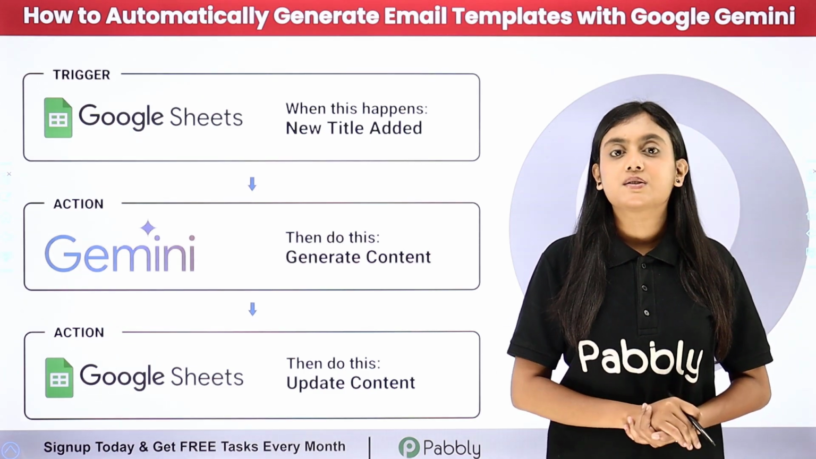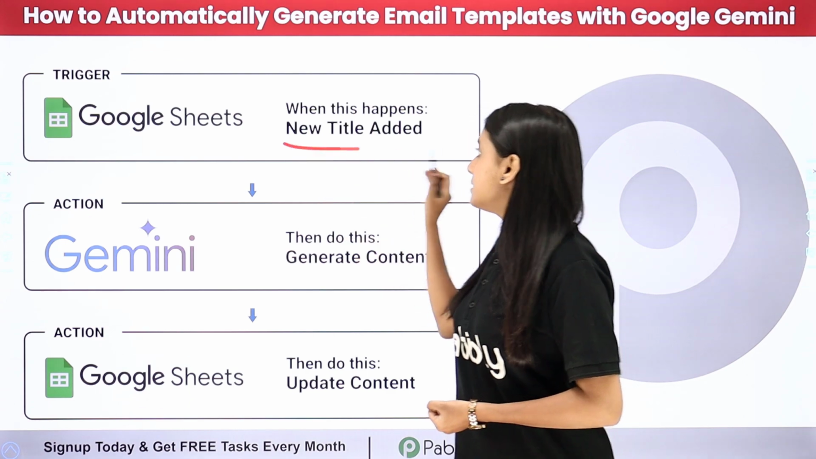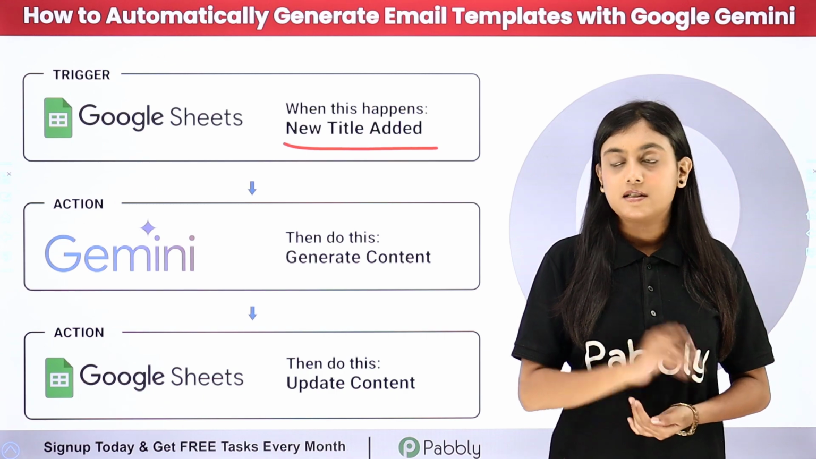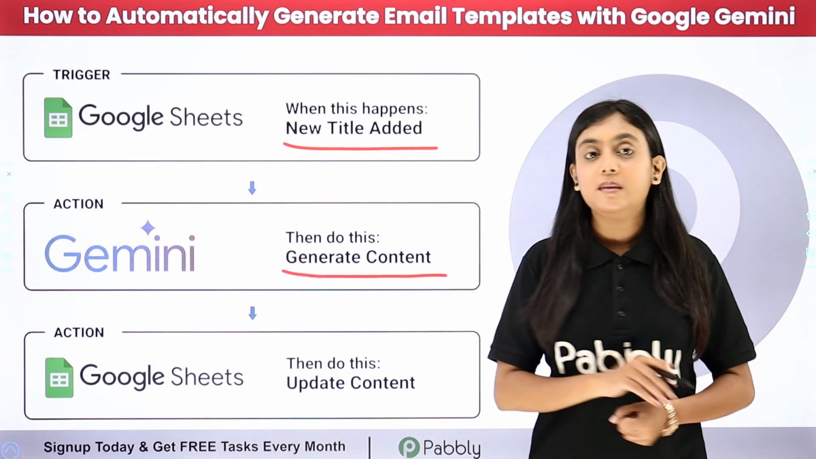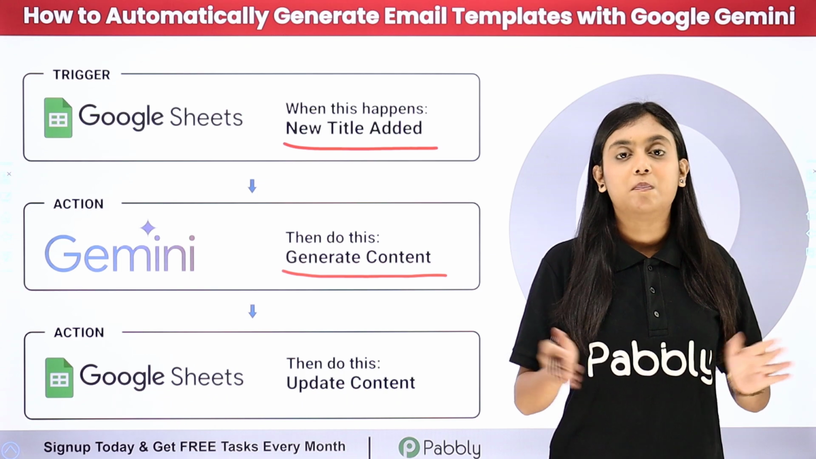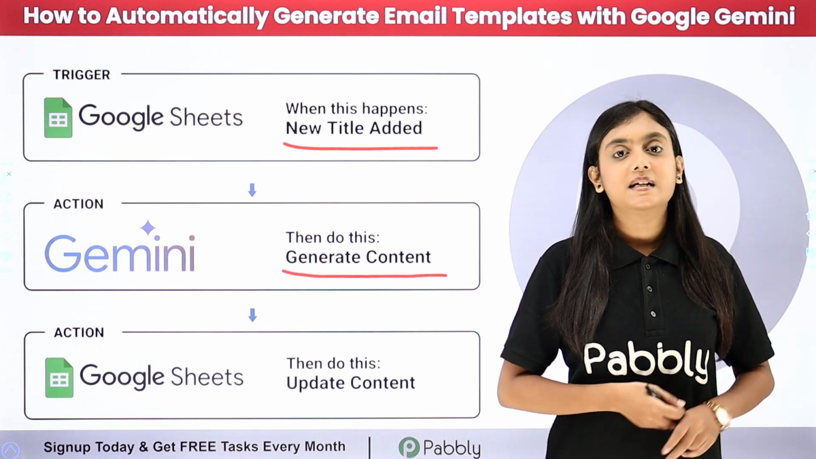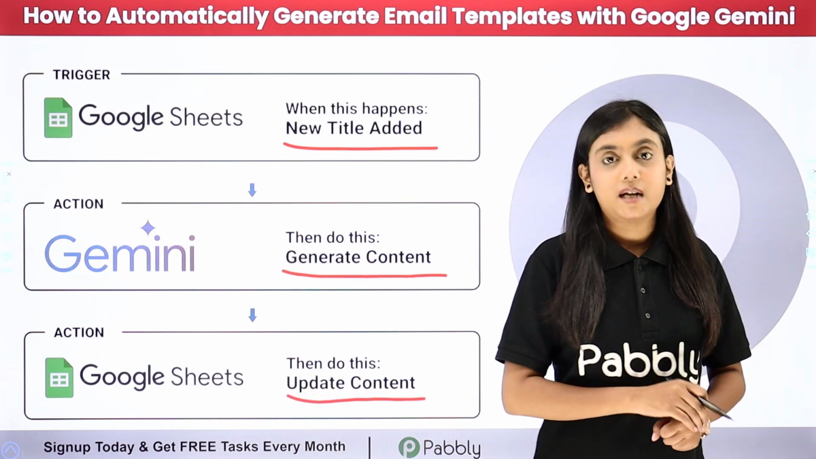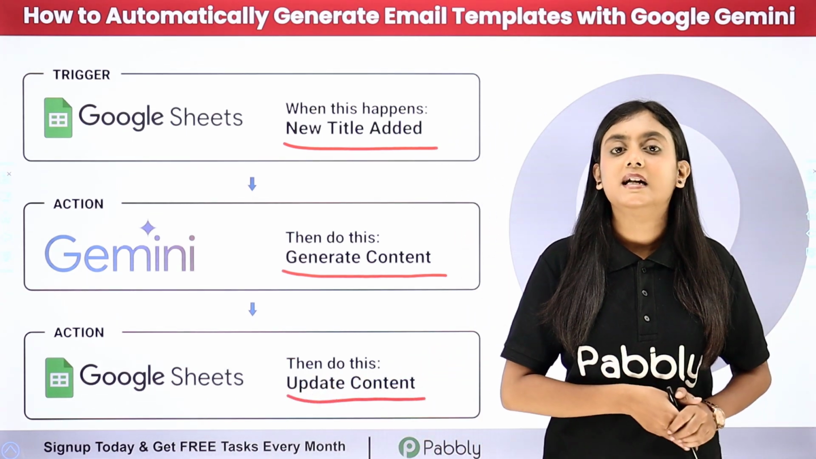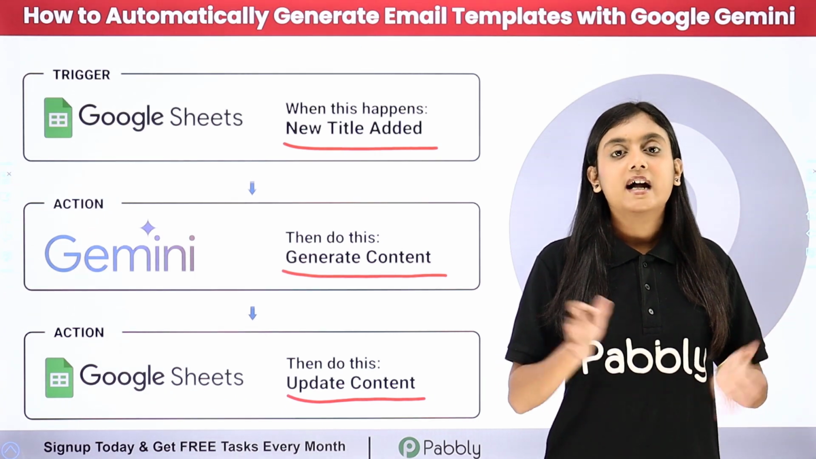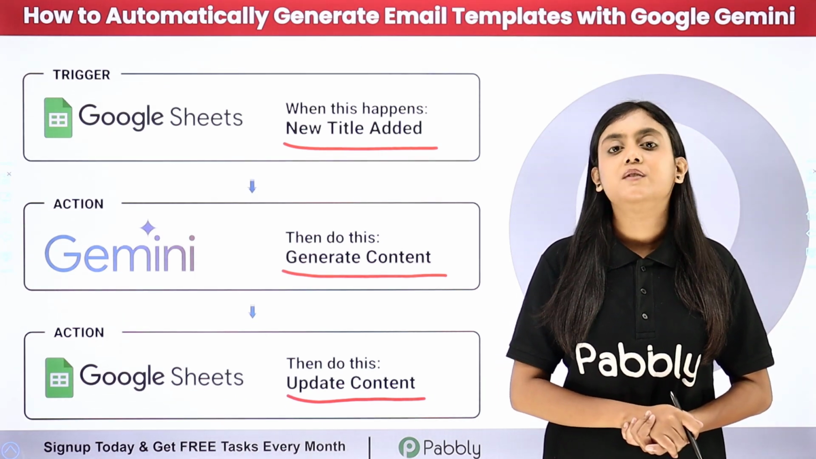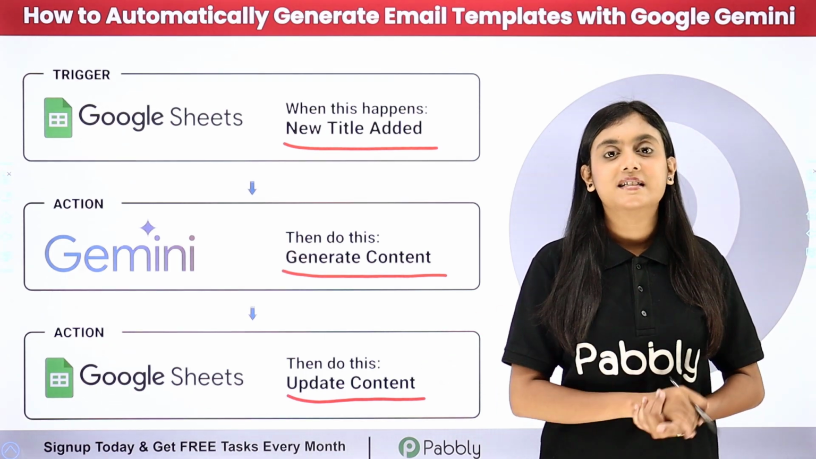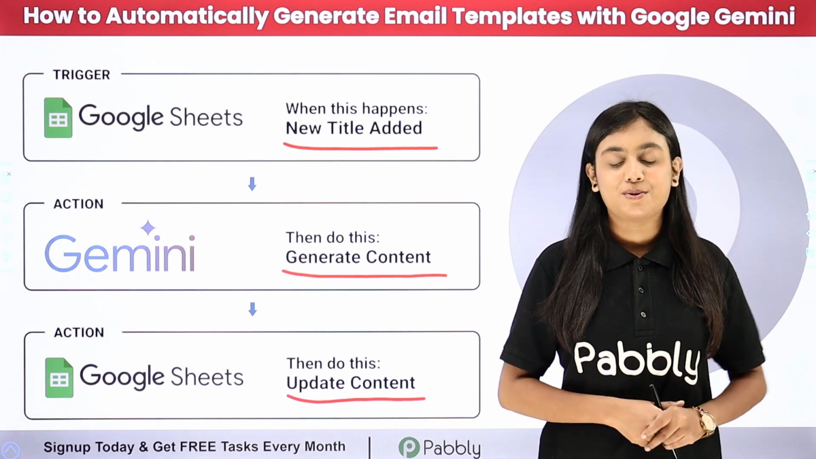In this automation, as soon as I enter the title of the new email template in our Google Sheets, automatically with the help of the title, the content, that is the email template, is going to be generated with the help of Google Gemini. And as the template is generated, I'm going to update that same template in that same spreadsheet so that I can create the record of the email templates in that spreadsheet. For that, we are going to be creating this amazing automation between Google Sheets and Gemini with the help of Pabbly Connect. So if you want to learn this amazing automation, then let me take you all to my screen.